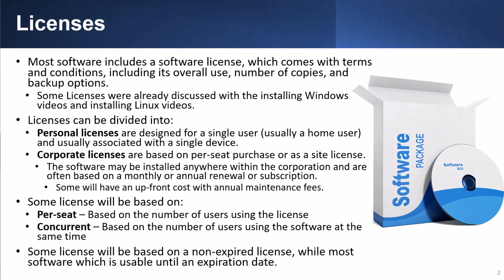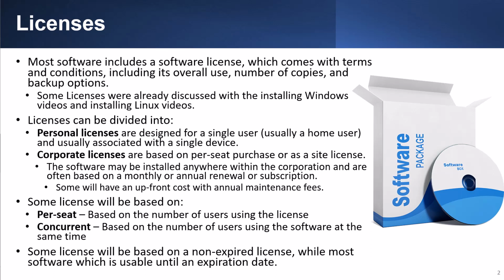Most software includes a software license which comes with terms and conditions including its overall use, number of copies, and backup options. Some licenses were already discussed in the installing Windows videos and installing Linux videos. Licenses can be divided into personal licenses, which are designed for a single user, usually a home user, and usually associated with a single device. Corporate licenses are based on a per-seat purchase or as a site license.